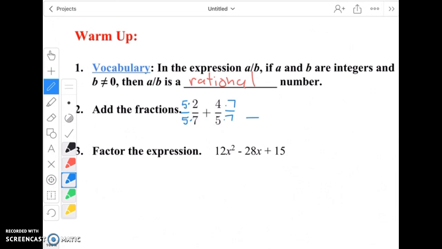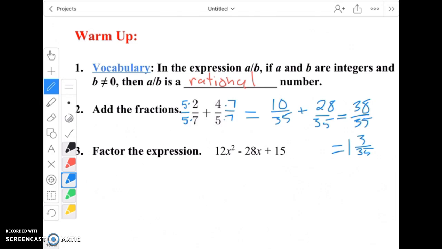Now we will get 10 over 35 plus 28 over 35. So if we add those two things together, we get 38 over 35, and we could simplify that down to 1 and 3/35 if we wanted a mixed number.